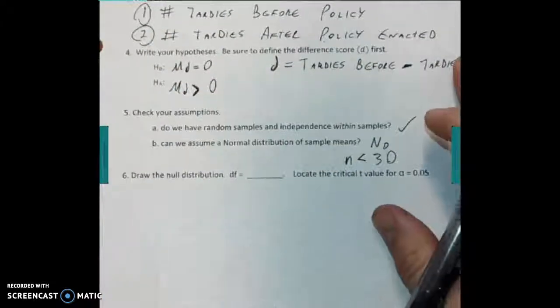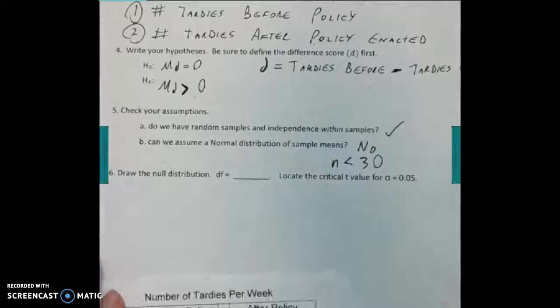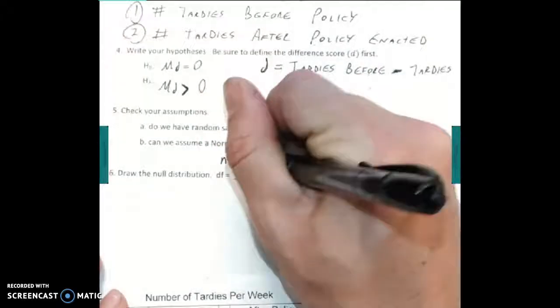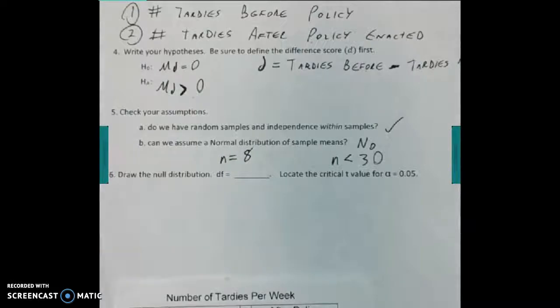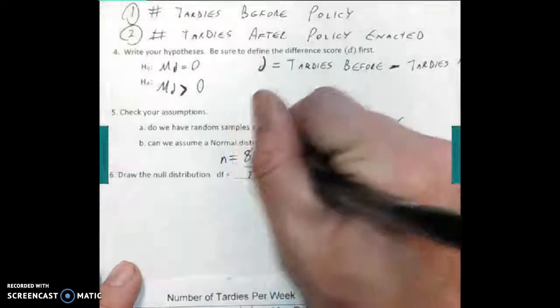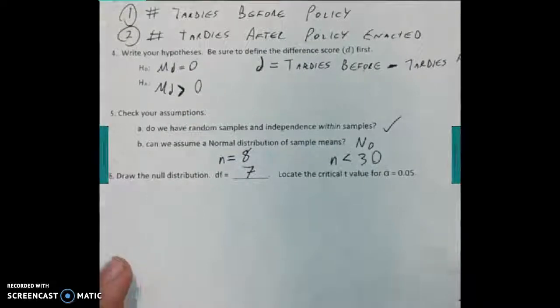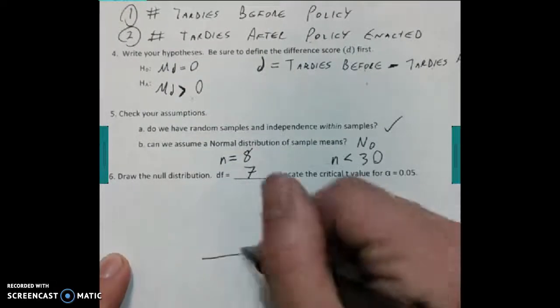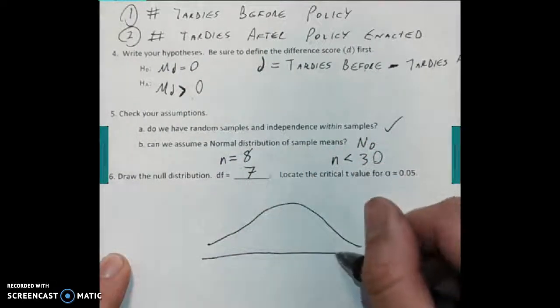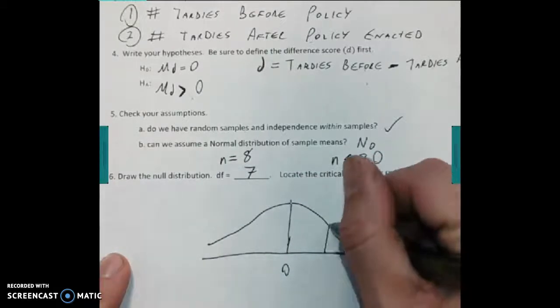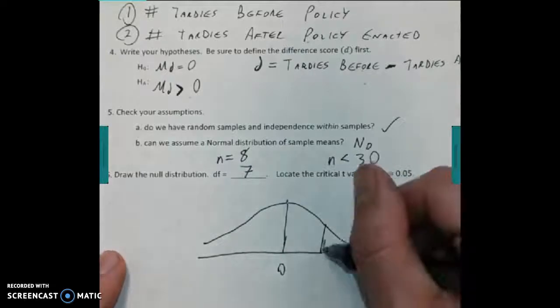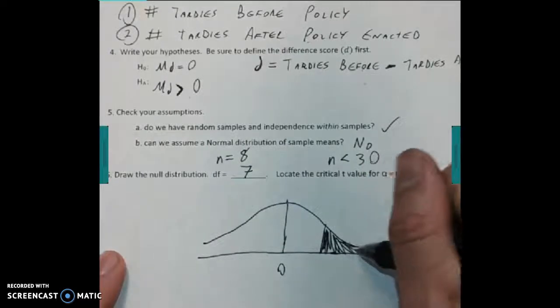So if I'm going to draw the null distribution, my n equals 8. So my degrees of freedom are still going to be n minus 1, just like in the one sample t-test. So my degrees of freedom are 7. So my null distribution is going to look like this. I've got my 0. This is t. I'm going to have some value here, and here's the critical region.